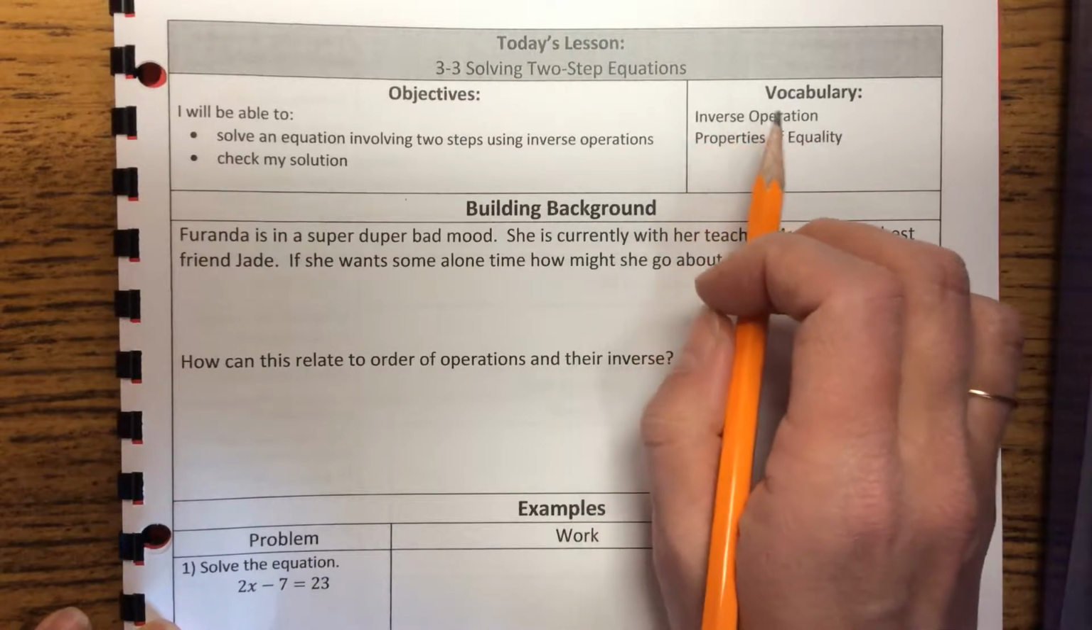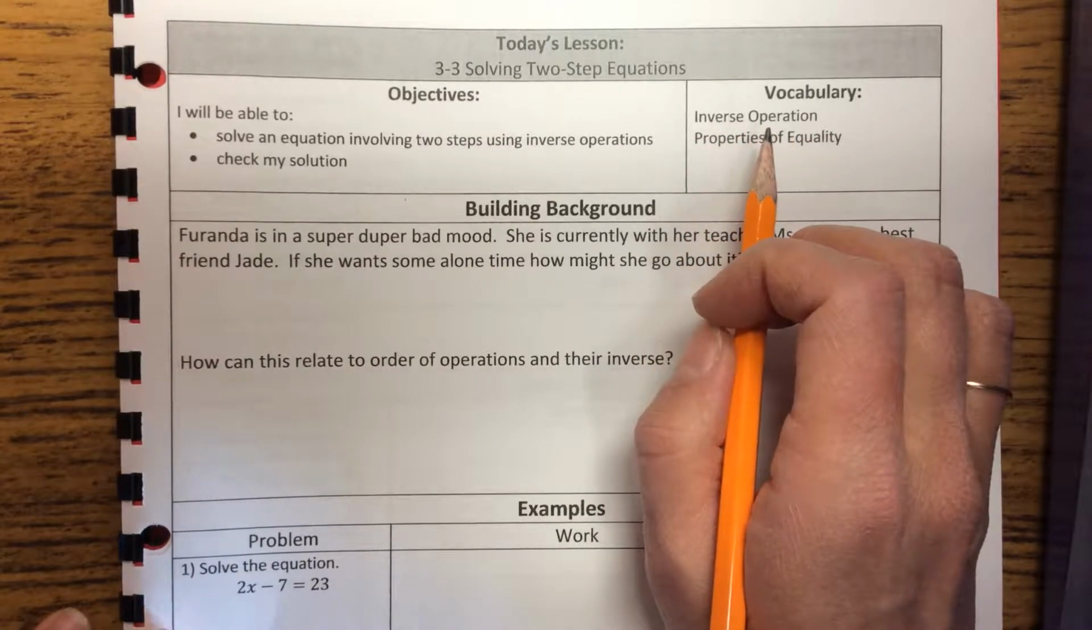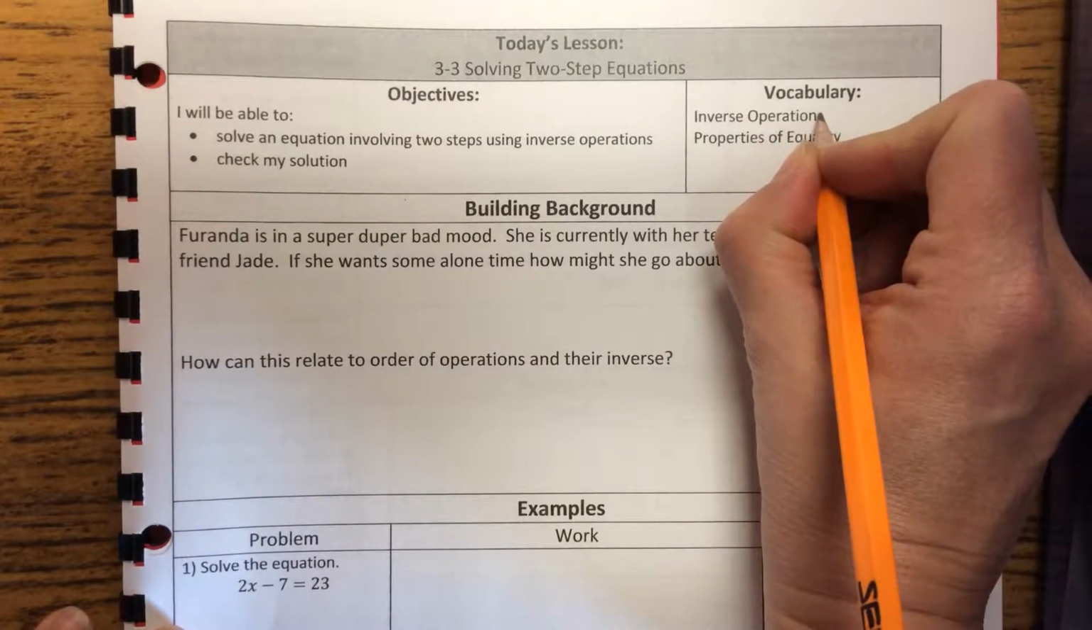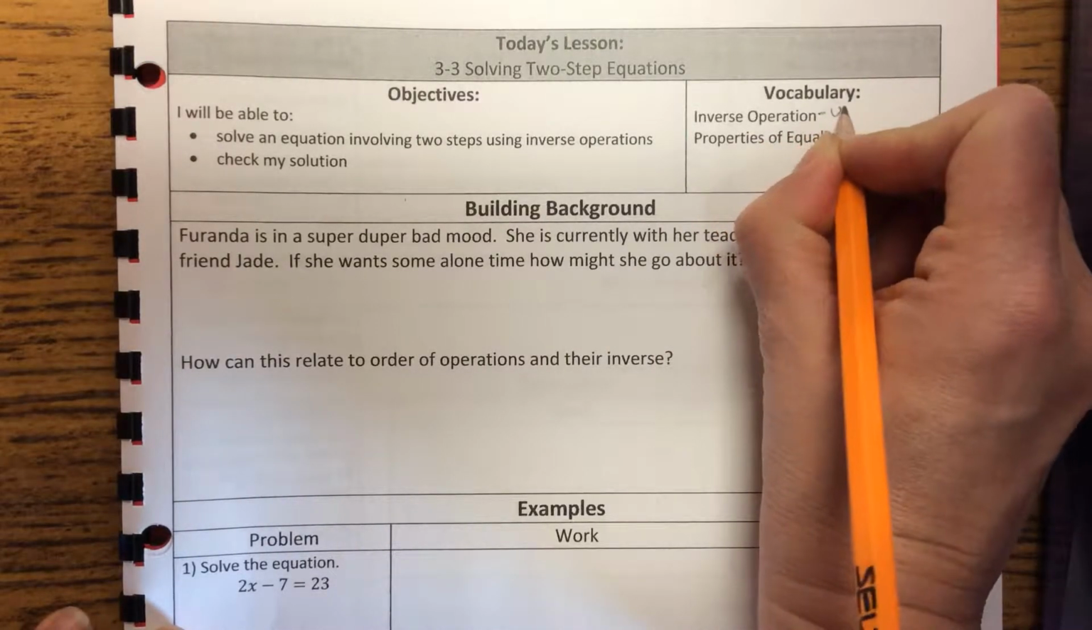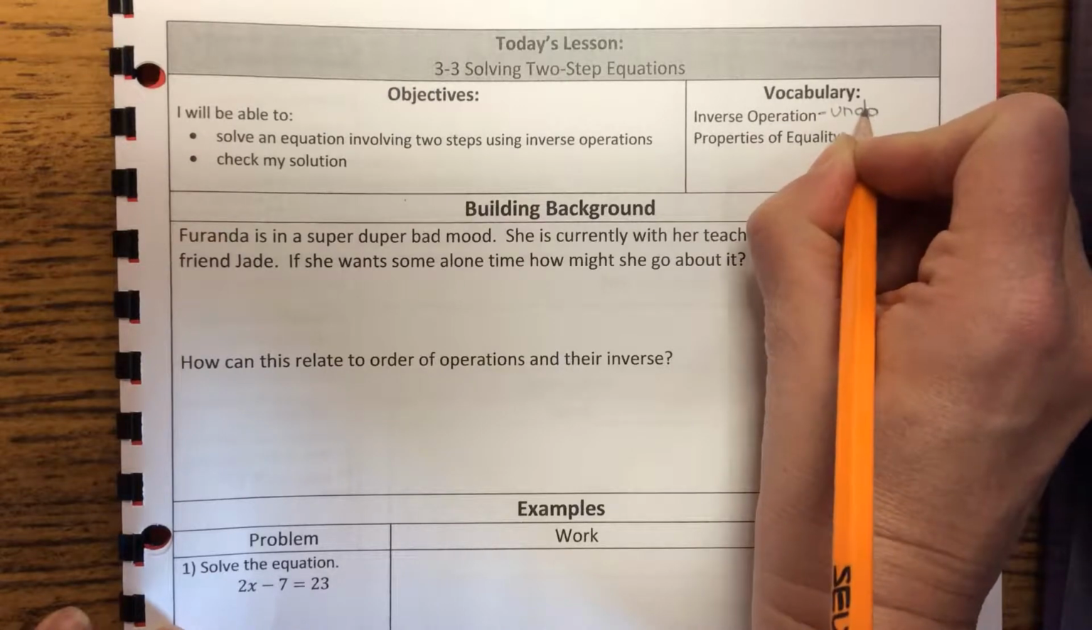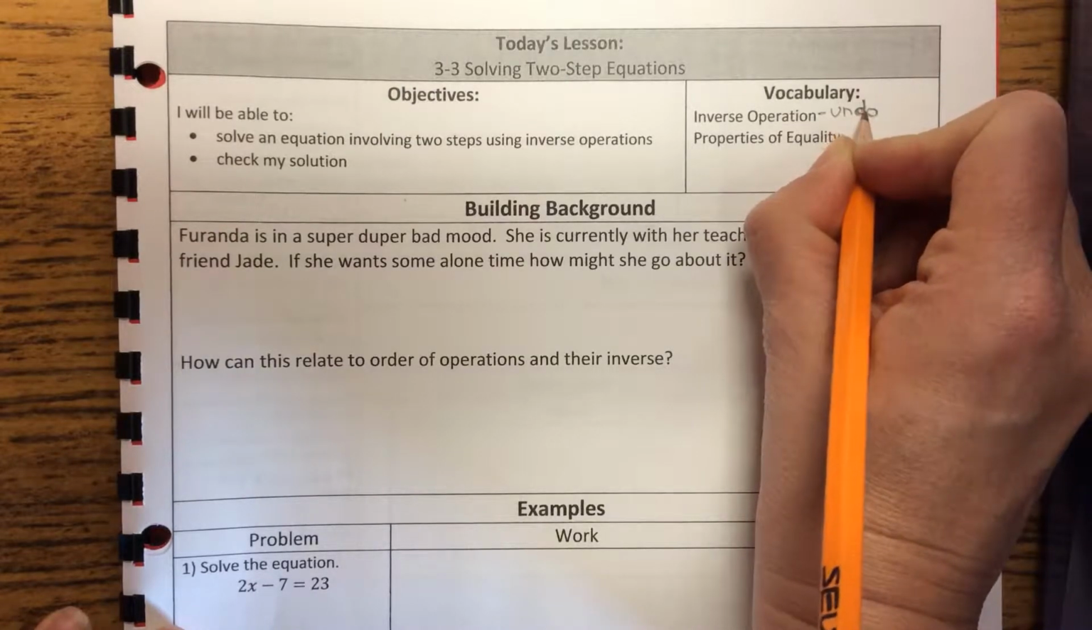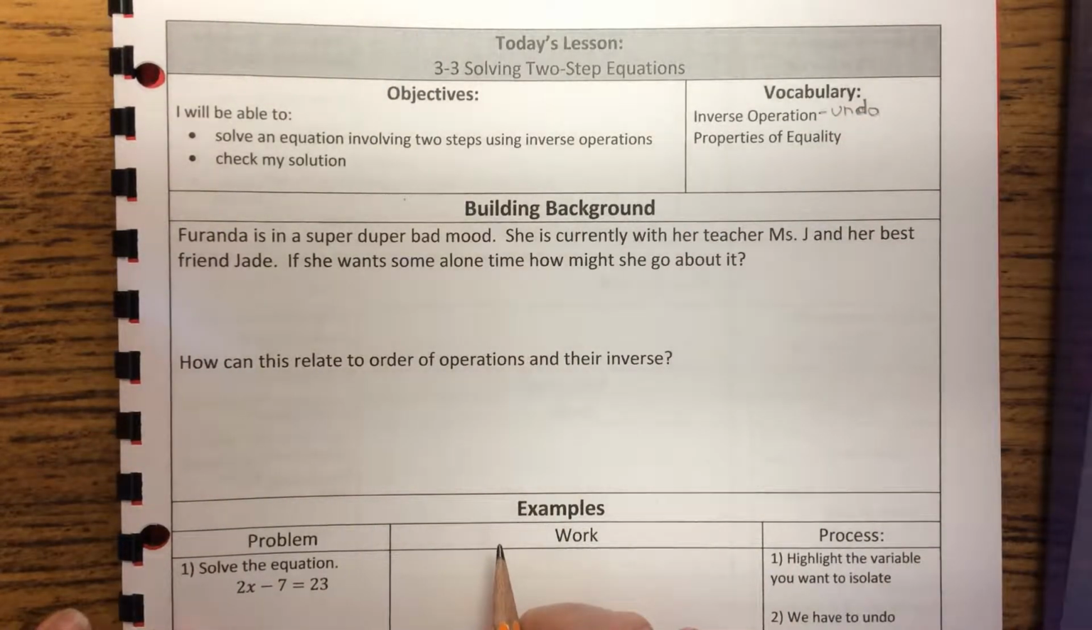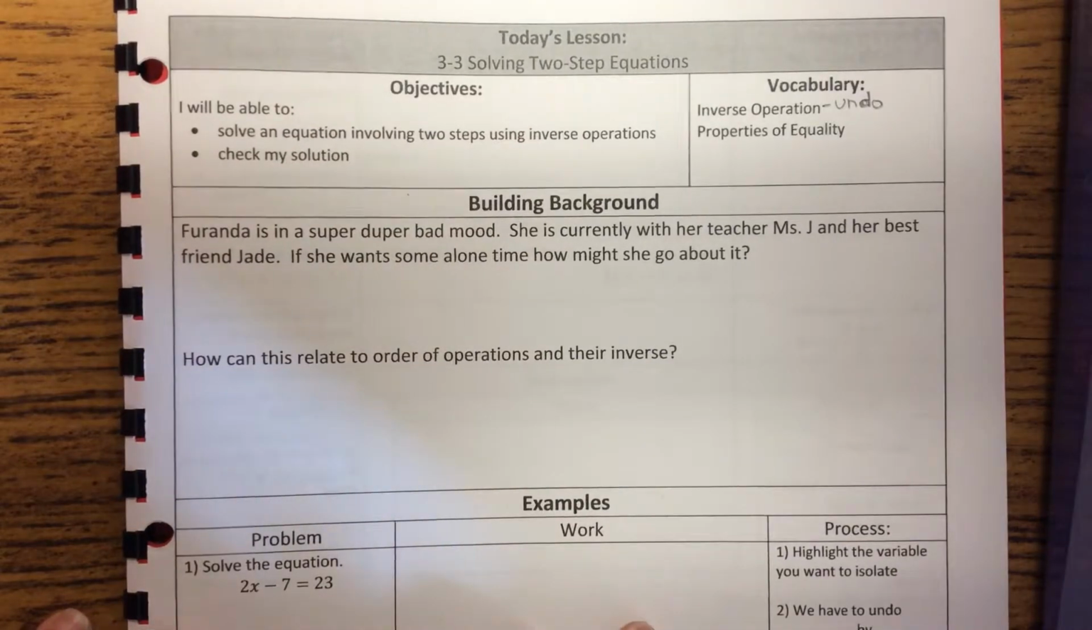You can find these in your vocabulary document on Schoology, but a quick reminder, inverse operation means how would we undo that step? So the opposite of adding is subtracting. The opposite of multiplying is dividing. How would we undo the step?